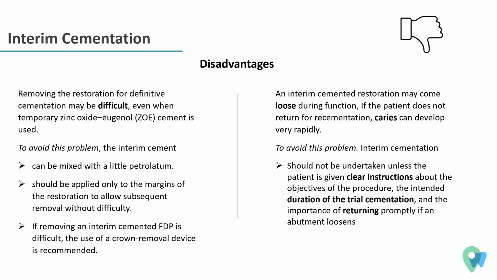As for disadvantages, removing the restoration for definitive cementation may be difficult, even when temporary zinc oxide eugenol cement is used. To avoid this problem, the interim cement can be mixed with a little petrolatum, and should be applied only to the margins of the restoration to allow subsequent removal without difficulty. If removing an interim cemented fixed dental prosthesis is difficult, the use of a crown removal device is recommended.